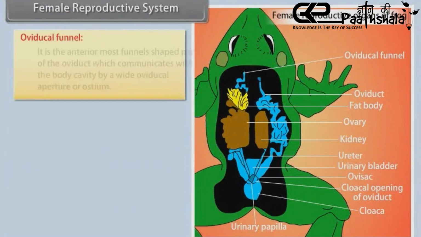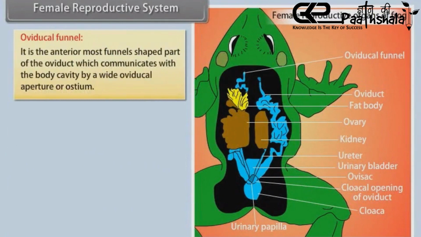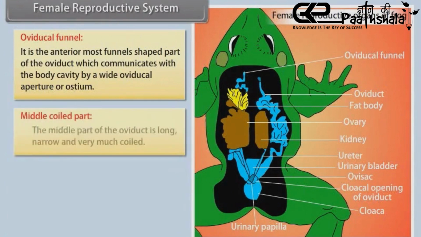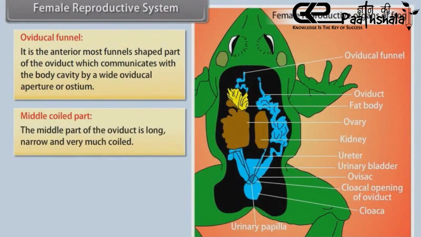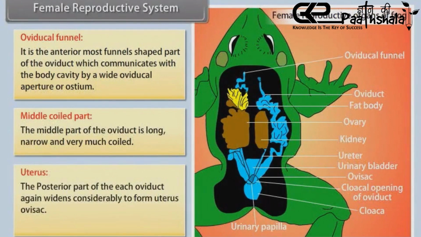Oviducal funnel. It is the anterior-most funnel-shaped part of the oviduct, which communicates with the body cavity by a wide oviducal aperture or ostium. Middle coiled part. The middle part of the oviduct is long, narrow, and very much coiled. Uterus. The posterior part of each oviduct again widens considerably to form the uterus or ovisac. The fertilization in frog is external.